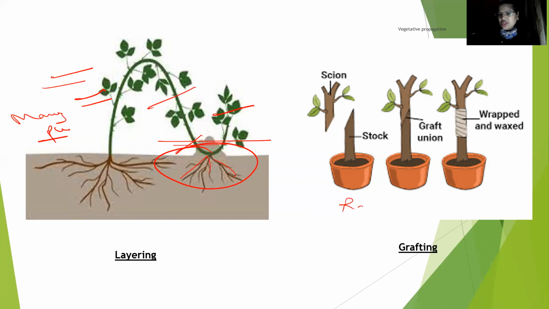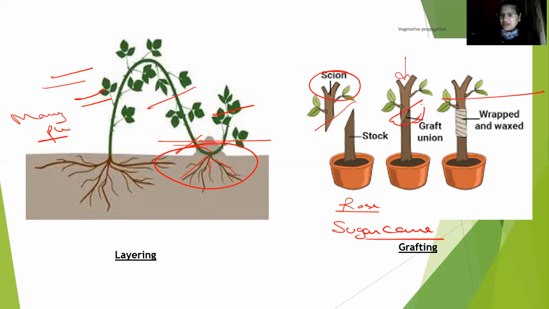Similarly, in the case of a rose and sugarcane, you can see if you cut a portion, this vegetative part can grow into a new individual. And if you want to develop two plants together, this is a different plant, this is a different plant. If you keep them together, wrapped and waxed for some days, it will develop into a new plant.